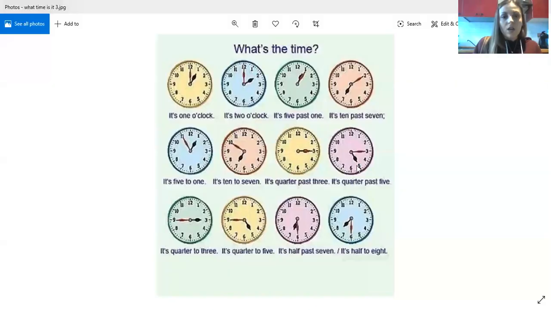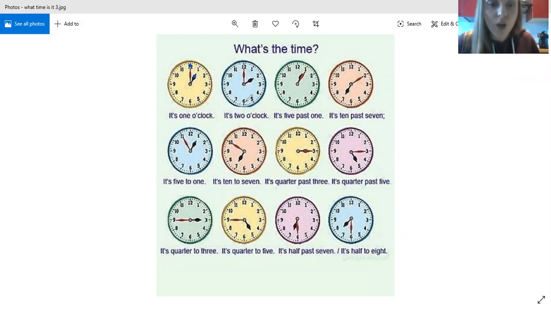Okay, so let's see this first one. It is 1 o'clock. If you see the short hand right here in the first picture, it is on 1, and the long hand is here on 12. So as we said, if you see the long hand on 12, we say o'clock. So if the short hand is on 1, we say it is 1 o'clock.